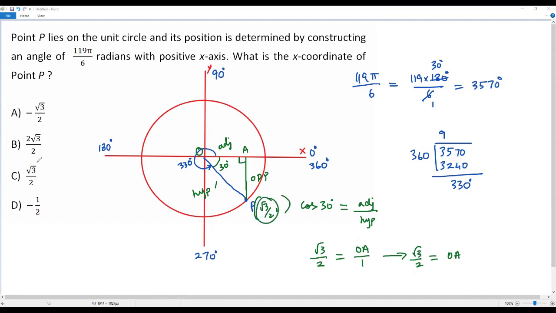We find the square root of 3 over 2 in answer choice C. The correct answer choice for this question is C.